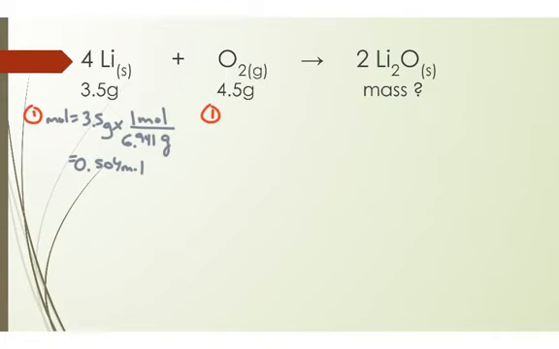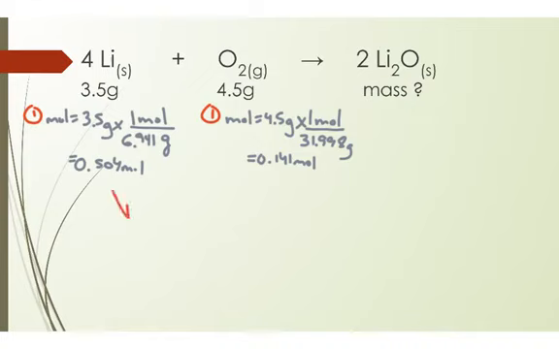All right. Let's do it for O2. So moles of O2 are equal to 4.5 grams. Moles on top, molar mass down below, and we should be able to get 0.141 moles. Here's step one.